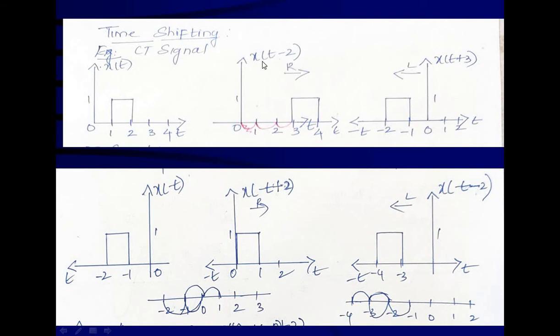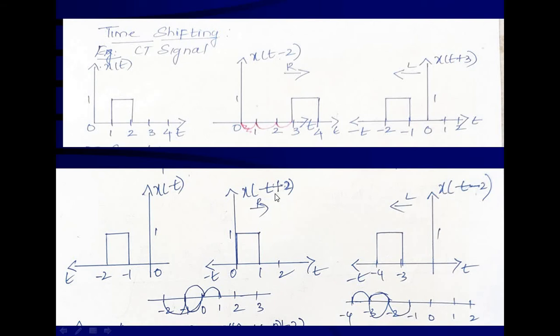Now if you can see here, this is plus t. So we have used x of t as your reference signal, and from this reference signal we have glided 2 shifts right side or 3 shifts left side to create x of t minus 2 and x of t plus 3 respectively. So the next given question is, you will have to calculate x of minus t plus 2 and x of minus t minus 2.